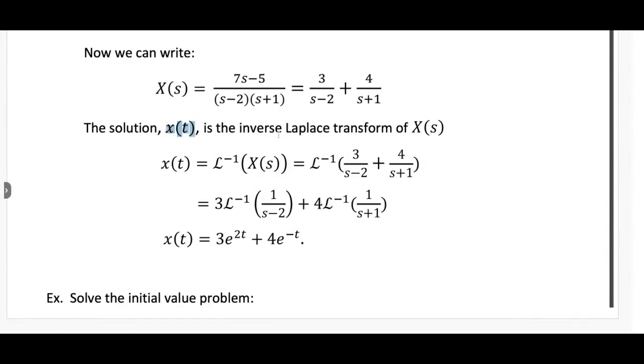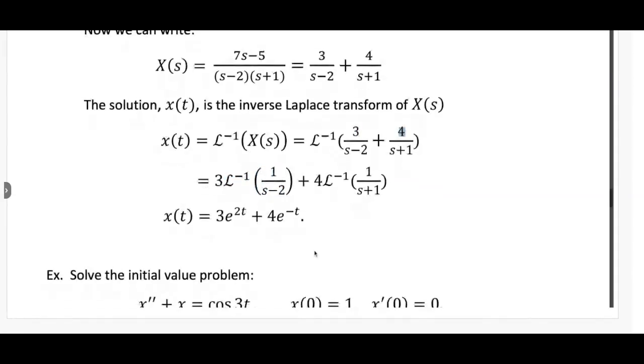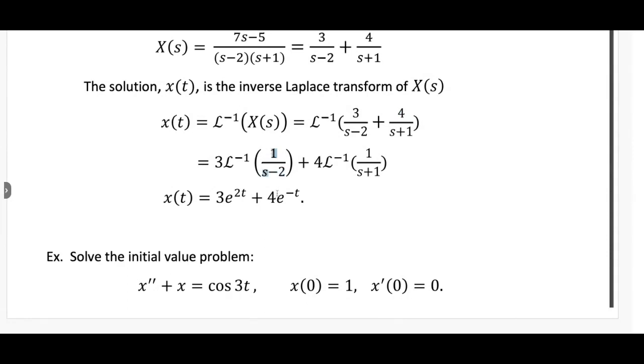So the little x of t is the inverse Laplace transform of the capital X of s, right? So x of t equals the inverse Laplace transform of X of s, which we just solved. And we write it in nice form because we want to match up with the Laplace transforms. By linearity, we can separate it into two, and then factor out this 3 and this 4. The inverse Laplace transform of 1 over s minus 2 is e to the 2t. The inverse Laplace transform of 1 over s plus 1 is e to the negative t. So the solution is 3 times e to the 2t plus 4 times e to the negative t.